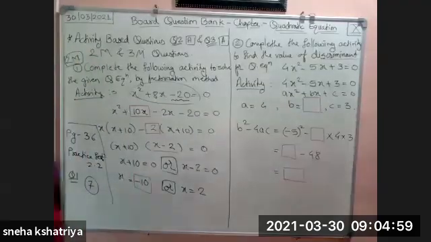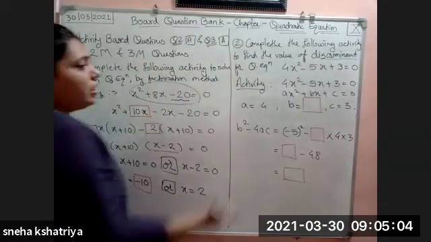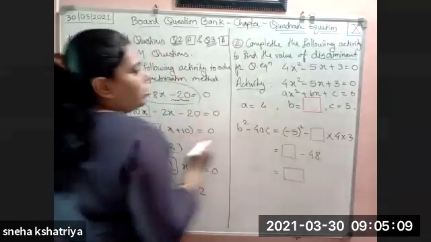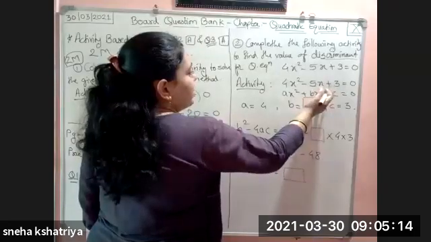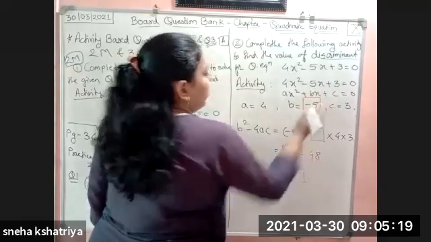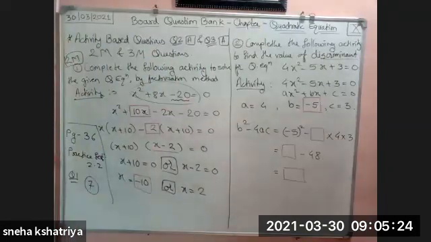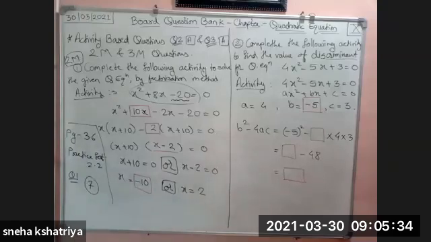After comparing this, we get the values of a, b, c. The coefficient of x square is a, so the coefficient of x square becomes 4. The coefficient of x becomes b. What is the coefficient of x? It is minus 5. So the value of b will become minus 5, and the constant, that is c, is equal to 3. So from comparing the quadratic equation, we get the values of a, b, c as 4, minus 5, and 3. Now write down the discriminant b square minus 4ac.